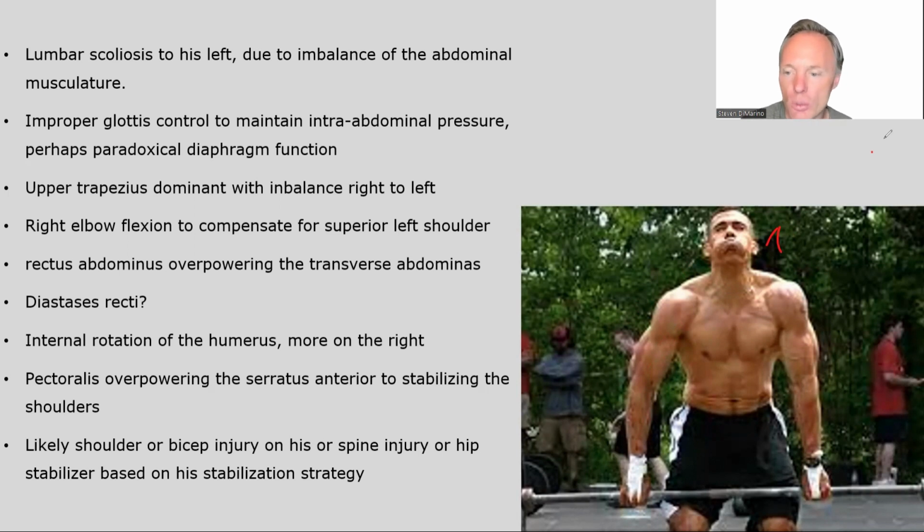Internal rotation of the humerus on the left more than the right. Look at his pecs. So his pecs are overpowering the serratus anterior. So he's firing this like crazy, and these guys are dropping in, and they're going into internal rotation, and he's rolling his back. You see how his back is like curving? It's doing this, right? He's lost the serratus anterior rhomboid combination, right? It's just folding in on himself.